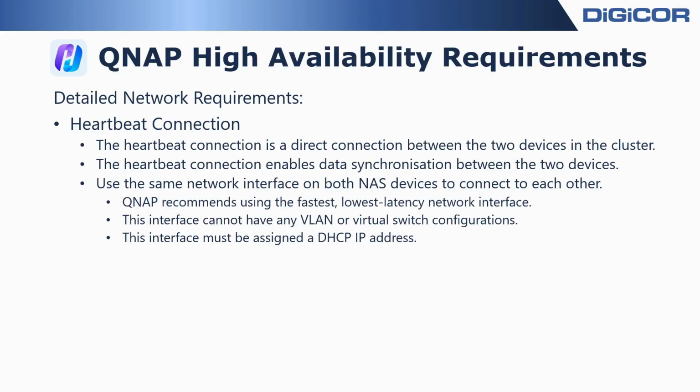Because this is the network that will be used for synchronization and ensuring both devices are contactable and alive, QNAP recommends using the fastest, lowest latency network interface for this purpose. Like the cluster network, this can't have any VLAN or virtual switch configurations applied. And it's important to note that this interface must be assigned a DHCP IP address.